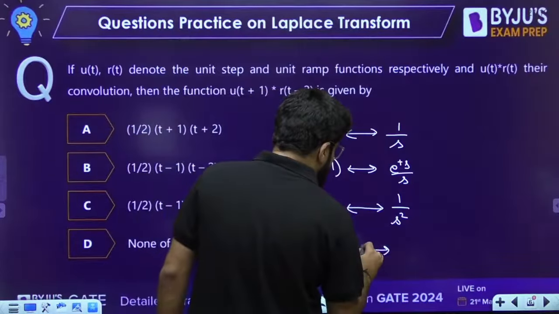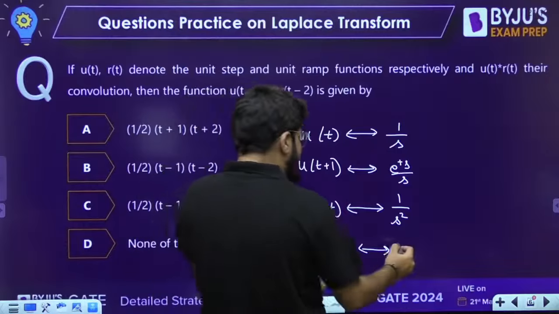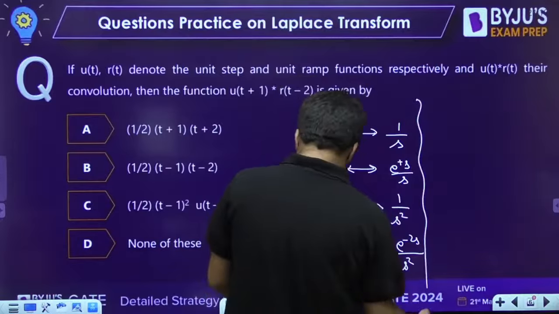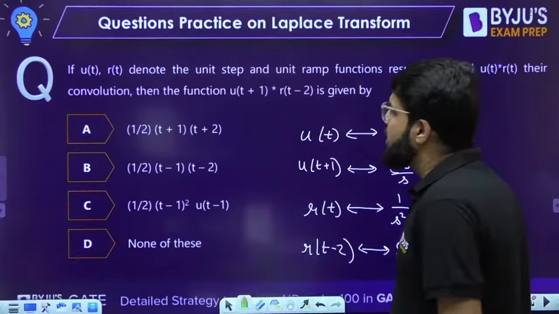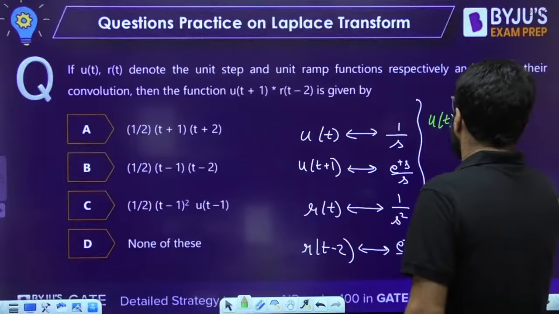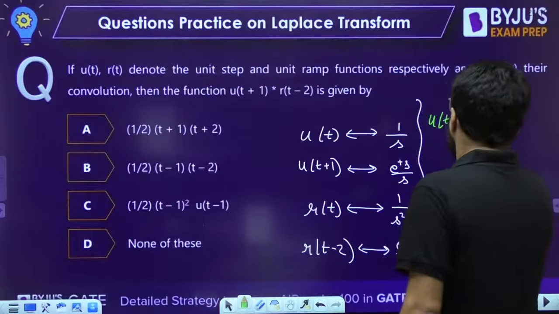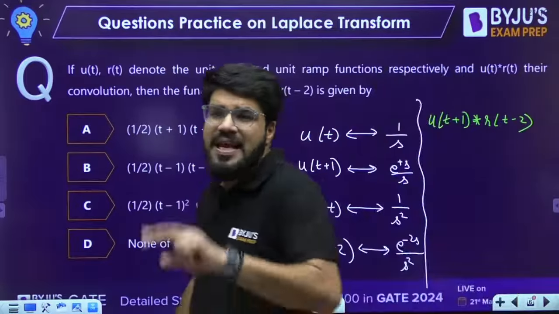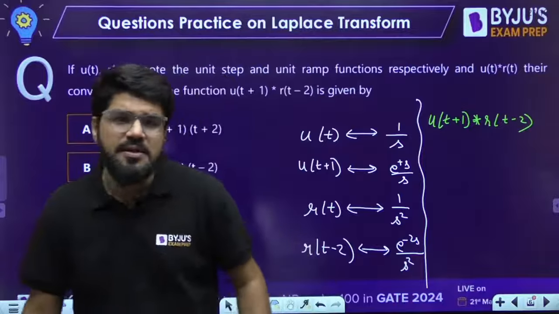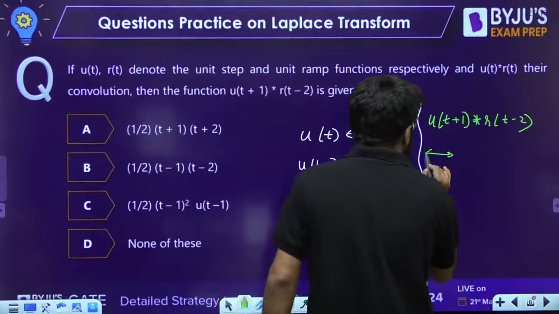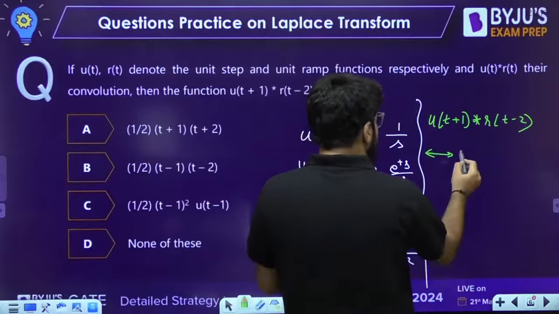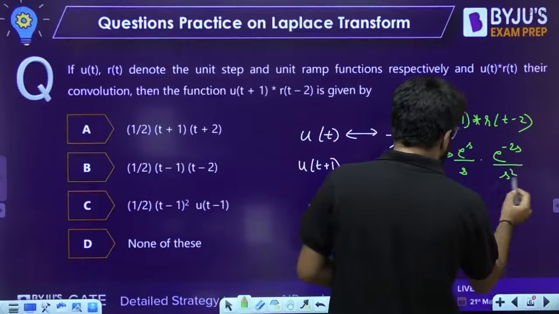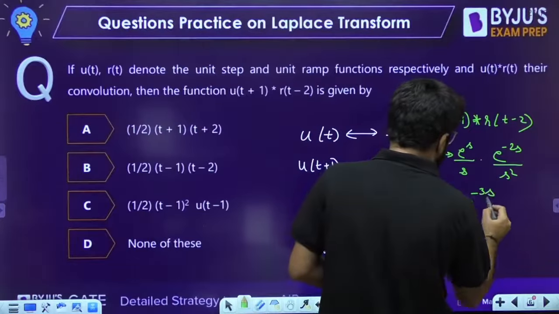The Laplace transform for r(t-2) would correspond again to a time shift, t minus 2. So it should be e power minus 2s divided by s square. Now if I talk about u(t+1) convolution with r(t-2), there is a convolution between two time domain signals, and convolution in time corresponds to multiplication in the Laplace domain. So the Laplace transform is the multiplication of e power s by s into e power minus 2s divided by s square. So your answer would be e raised to the power minus 3s upon s cube.